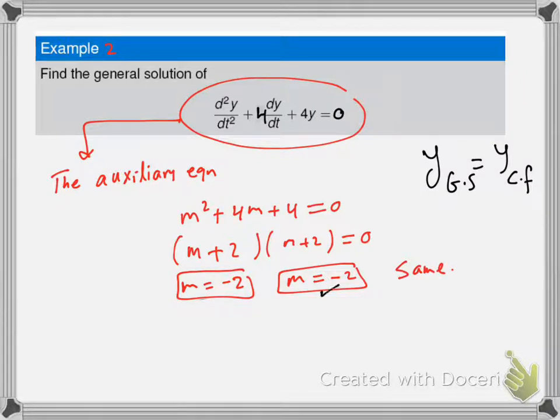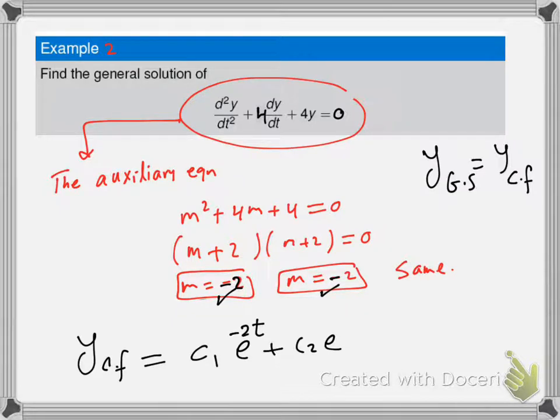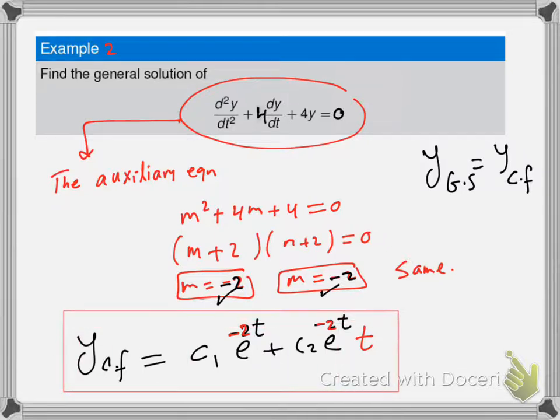Now from those roots, I'll form the solution. Then YCF, the complementary function solution, equals C1 e plus C2 e. The first root here is negative 2, so I will type negative 2t, and the second root is also the same, negative 2t. Since the roots are the same, their values are the same, so I will multiply the second term by t. Now this is the general solution.